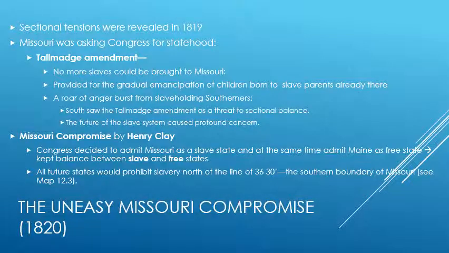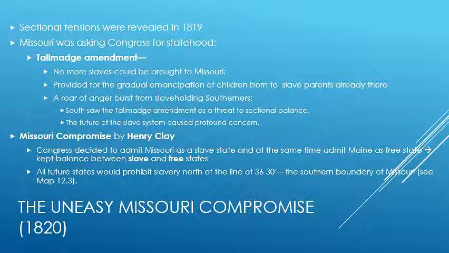So the first one is actually not on the note sheet, but it's important for understanding because we didn't talk a lot about it in the Unit 2 expansion unit, and that is the Missouri Compromise in 1820. So sectional tension between especially the North and the South was revealed in 1819 when a territory called Missouri, or Missouri, depending on where you're from, was asking Congress for statehood. And they wanted to become a state, and the big question was, were they going to be a slave state or a free state?